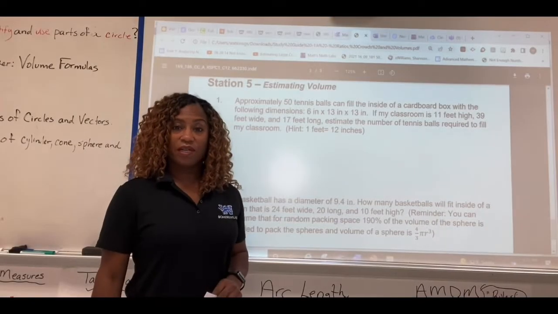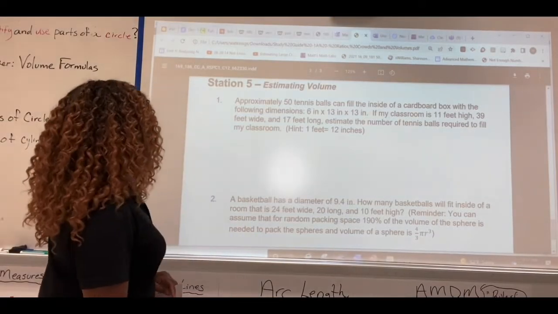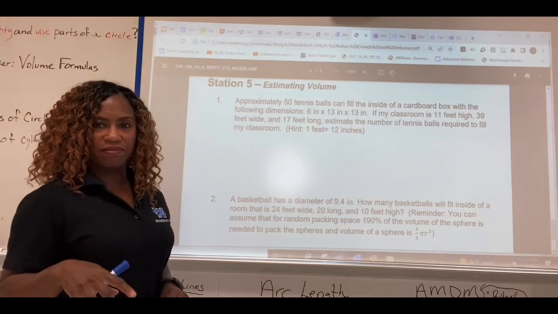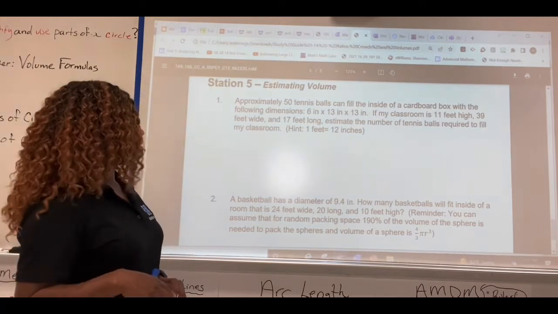And this is station 5. Let's take a look at the problems. So here we're estimating volume. So we're going from estimating crowd to estimating volume. And there's some differences here.